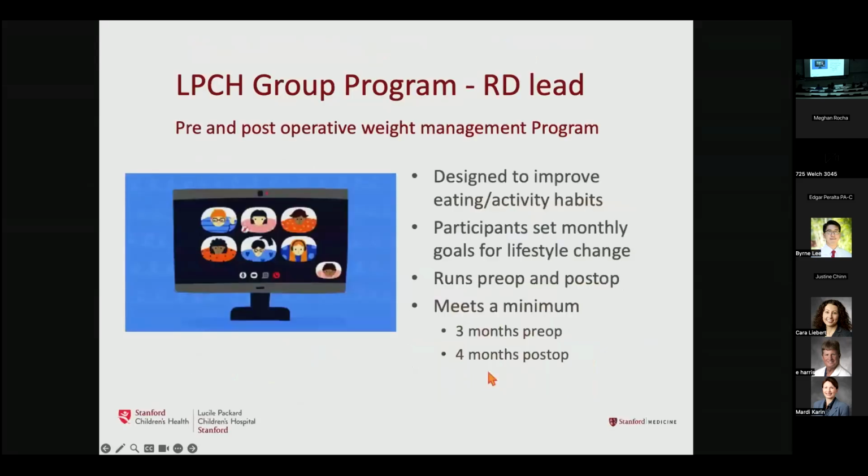So the LPCH group program is led by an RD. It's designed to improve eating habits and activity. They participate in setting monthly goals, and it runs both pre-op and post-op. So they do 3 months pre-op and 4 months post-op.